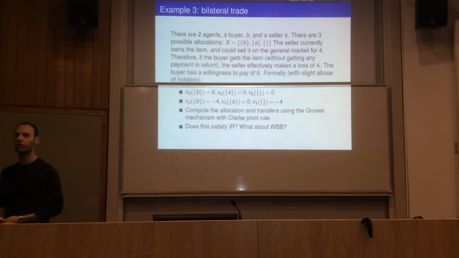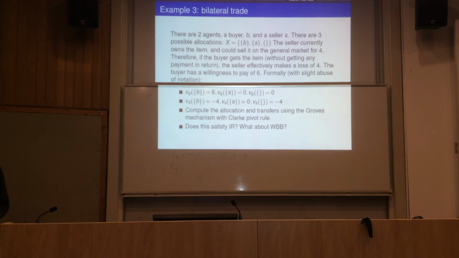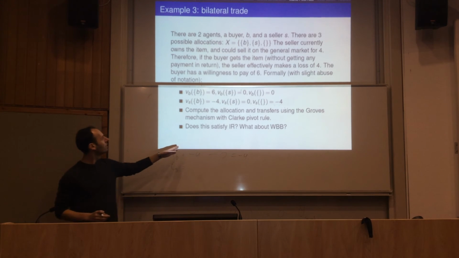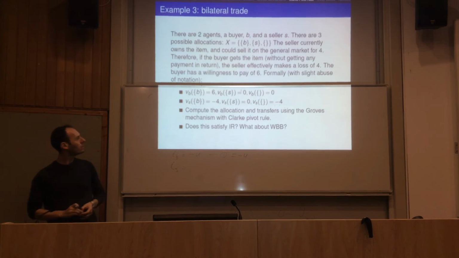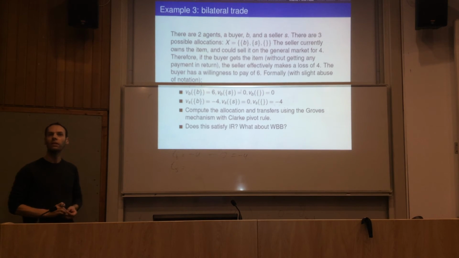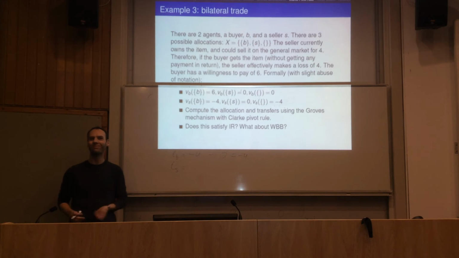Now let's look at the transfer for the seller. So what's the first part? This time we have the value of the allocation that maximizes social welfare, but we exclude the value of the seller in this case. So we get 6. That's right.